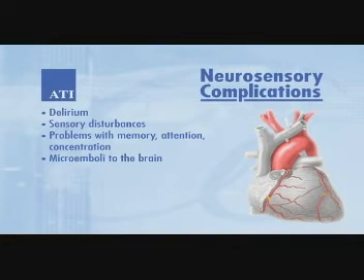Now it's your turn. What is the pulse pressure for a client who has a blood pressure of 92 over 66? It's 26. Neurosensory complications include delirium, sensory disturbances, and problems with memory, attention, and concentration. There's also the risk of microemboli to the brain.